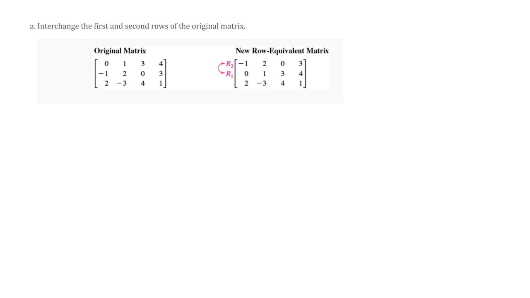Okay, so let's look at some examples here. Interchange the first and second row of the original matrix. So this is your original matrix. And all they want us to do is to interchange the first and second row. So my first row is 0, 1, 3, 4. So I'm going to make that my second row, 0, 1, 3, 4. And then my first row is going to be negative 1, 2, 0, 3. And notice that we didn't do anything to the last row. So we just keep that as it is.